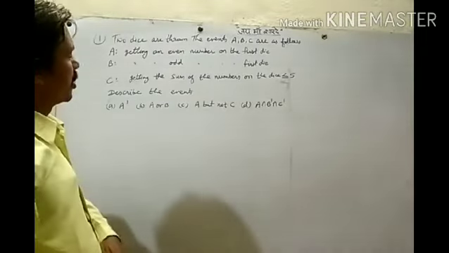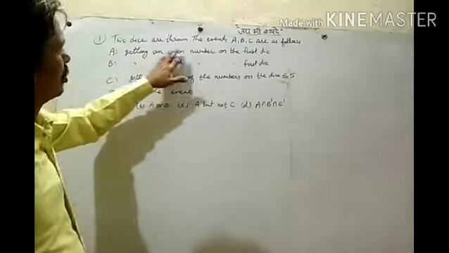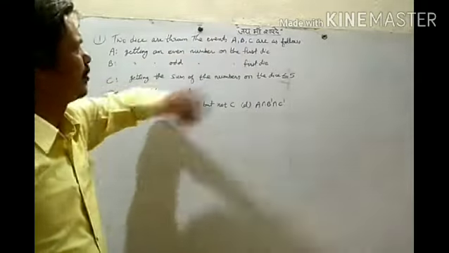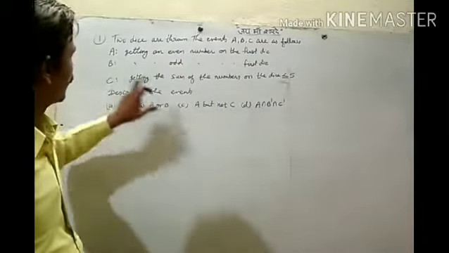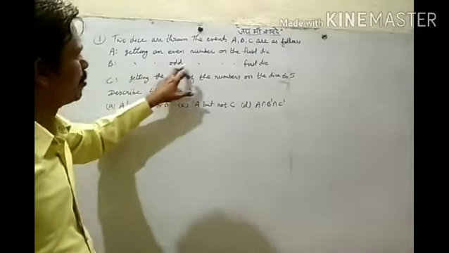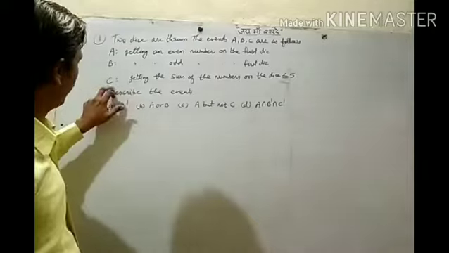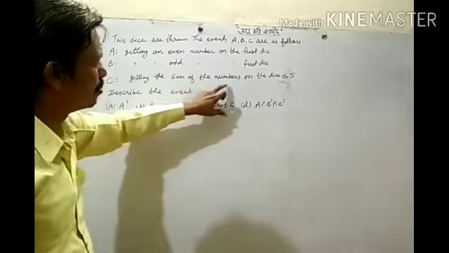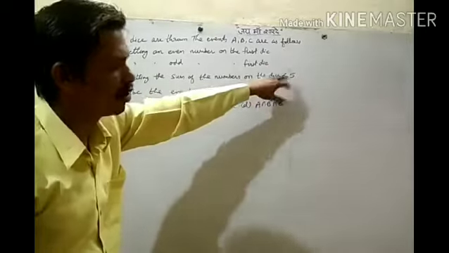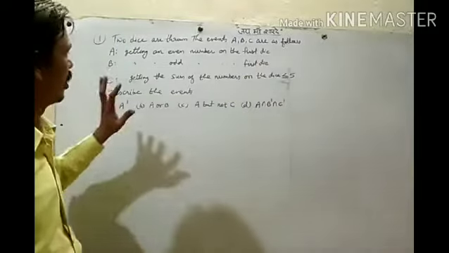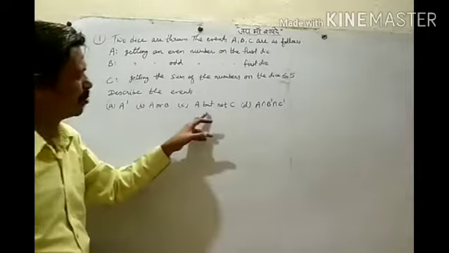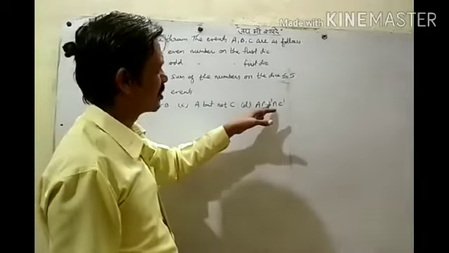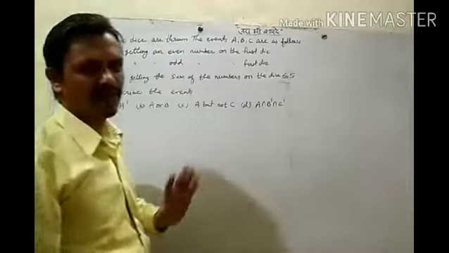Okay, now the question is, 2 dice are thrown. The events A, B, C are as follows. Event A is getting an even number on the first die. Event B is getting an odd number on the first die. And event C is the sum of the numbers on the dice being less than or equal to 5. Then we have to find these events: A dash, A or B, A but not C, A intersection B dash intersection C dash.